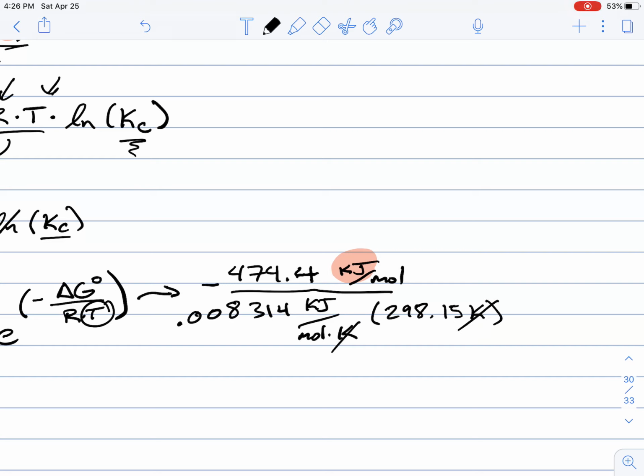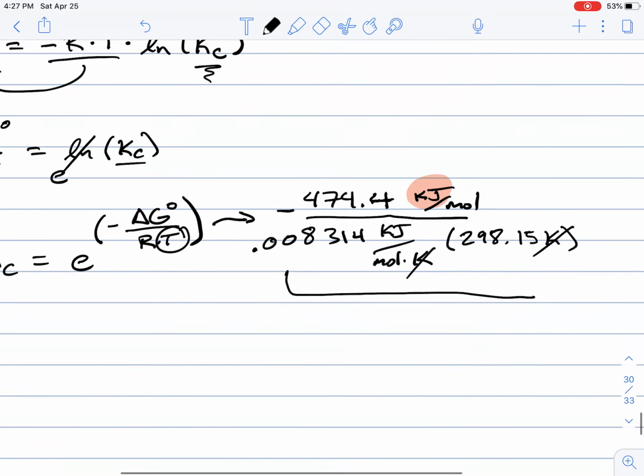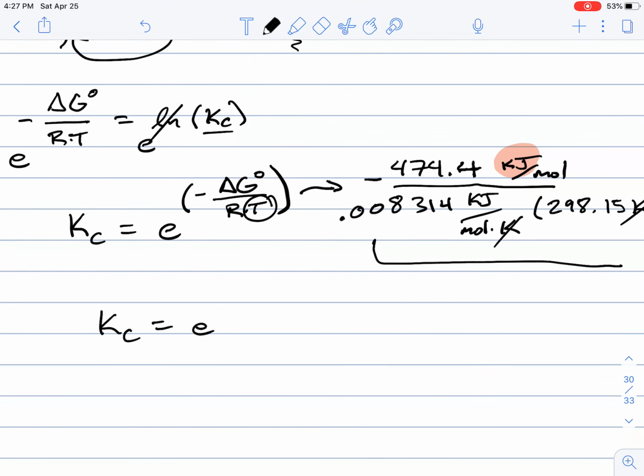And so if we reduce this fraction, just plug everything in the calculator. So let's see. We have negative 474.4. Then we're going to divide it by 0.008314 times this by 298.15. I will get -191.4. So I'm just going to go ahead and write it down here. So Kc is equal to e to the negative 191.4. Okay. And so now that we've reduced this whole term into simply negative 191.4, we're going to go ahead and just perform this function.